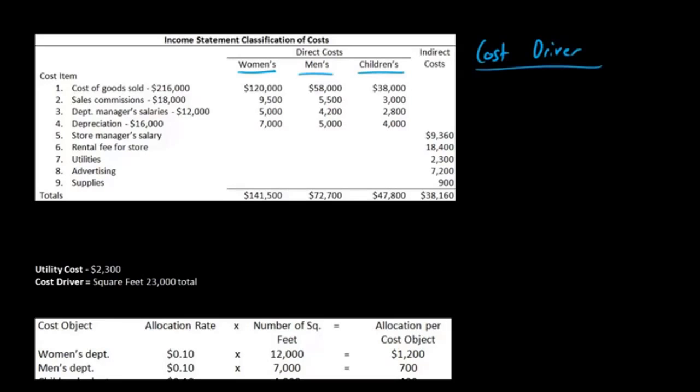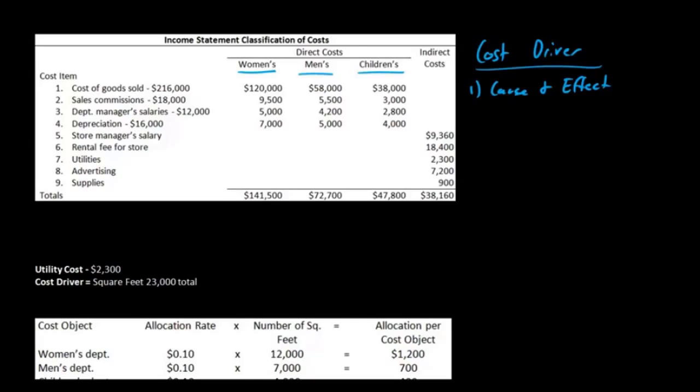Well, in this video, we're really going to focus on the how, and we're really going to focus on how we select the best cost driver. There are really three things that we're going to look at. One, we want to select a cost driver that has a strong cause and effect relationship.